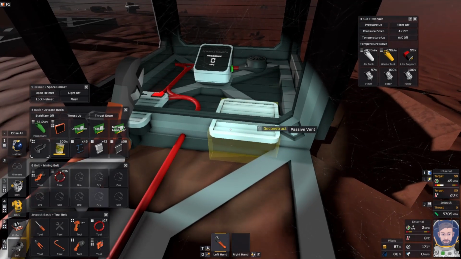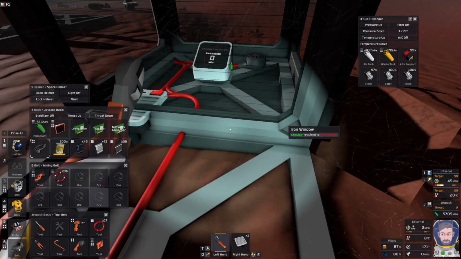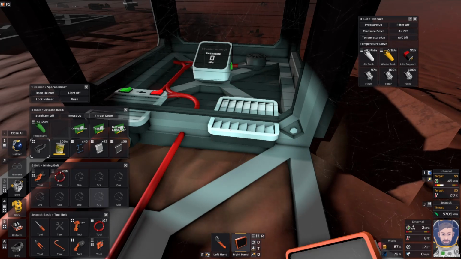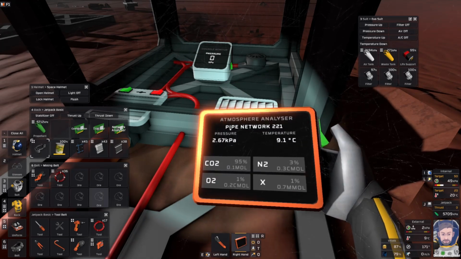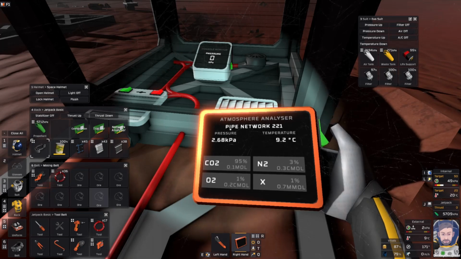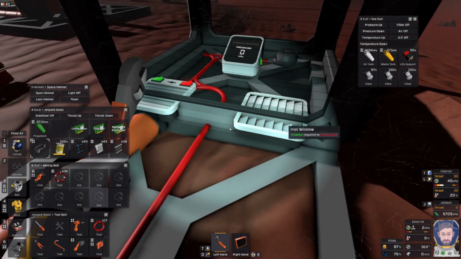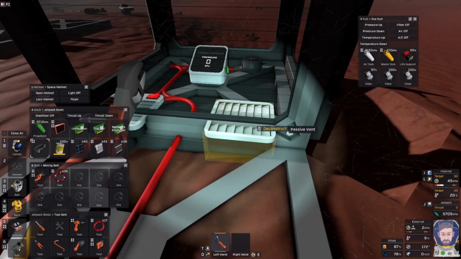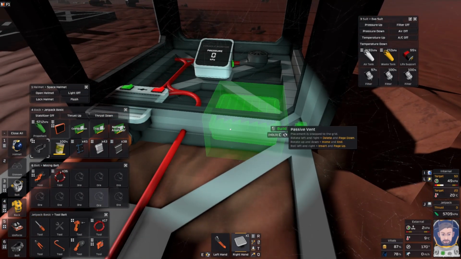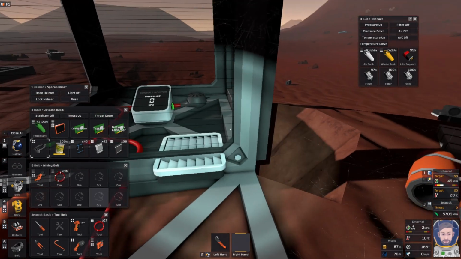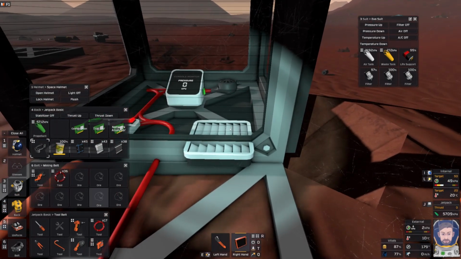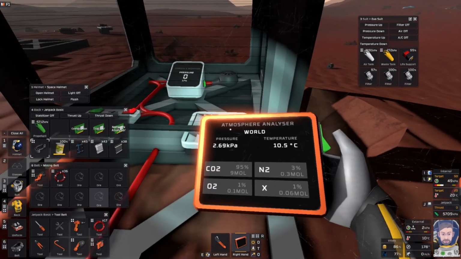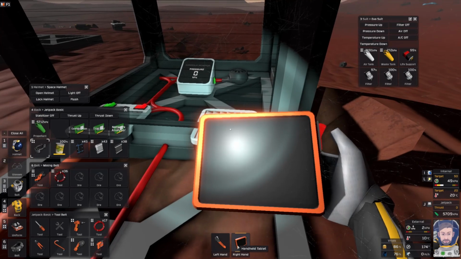Let's swap that around again. And we'll do this way. So what's in there now? It's still outside atmosphere. So it's actually more like it's this corner over here that seems to be connected to the atmosphere. So let's try this. We'll go the other way. If that's true, then that should show a vacuum. Yes, and it does. So it's that corner over there that's actually connected to the outside atmosphere.